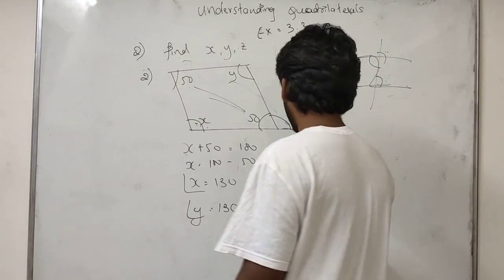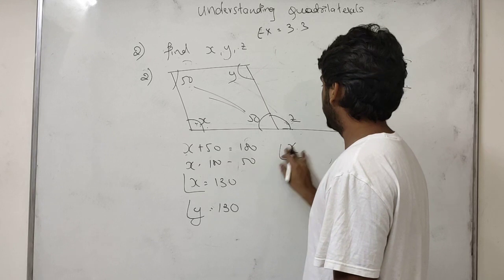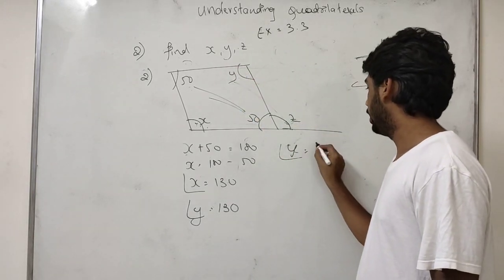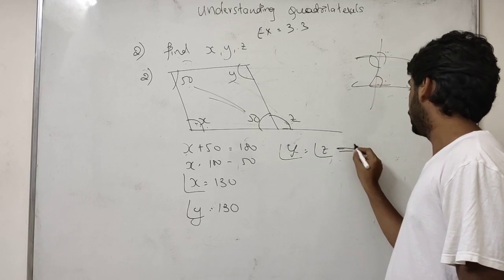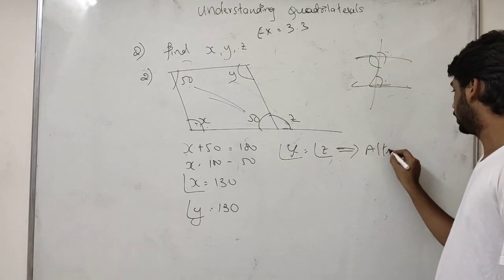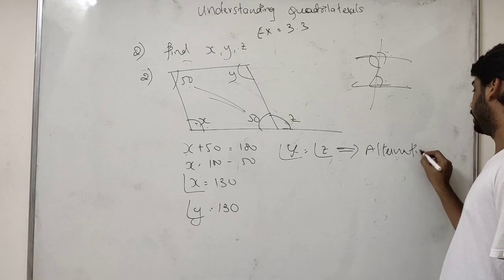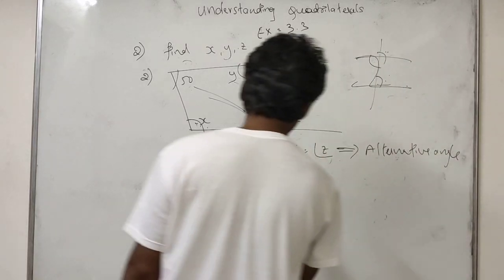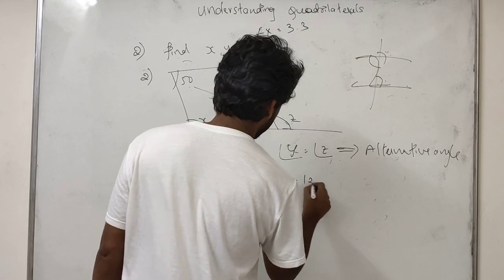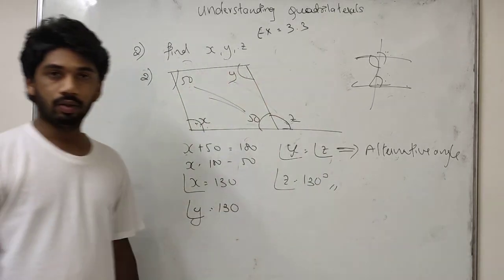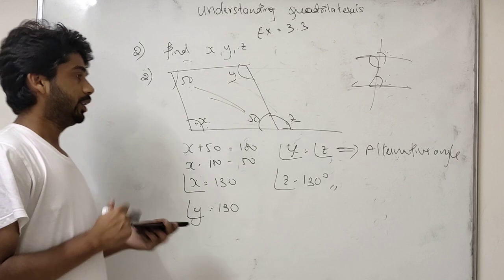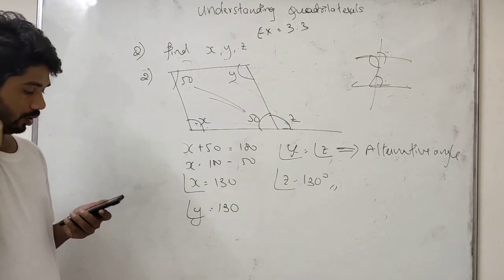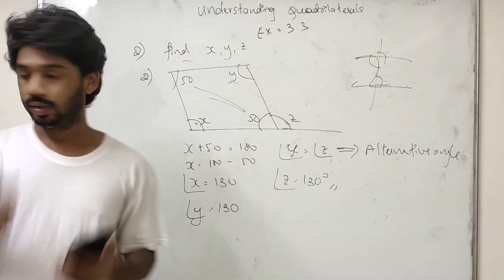So we take it as angle x, otherwise you take it as y. Angle y and angle z will be alternate angles. We can take anything. So angle y, angle z will be 130 degree. Okay, students, got it? It is very easy. You can do it. Okay, got it down. I'll go to the next problem.